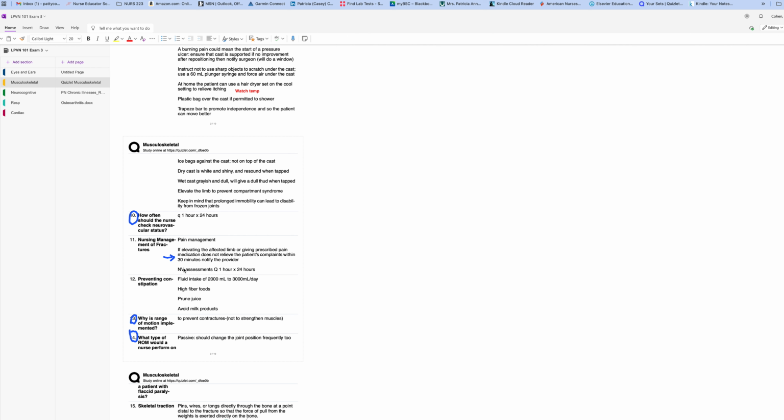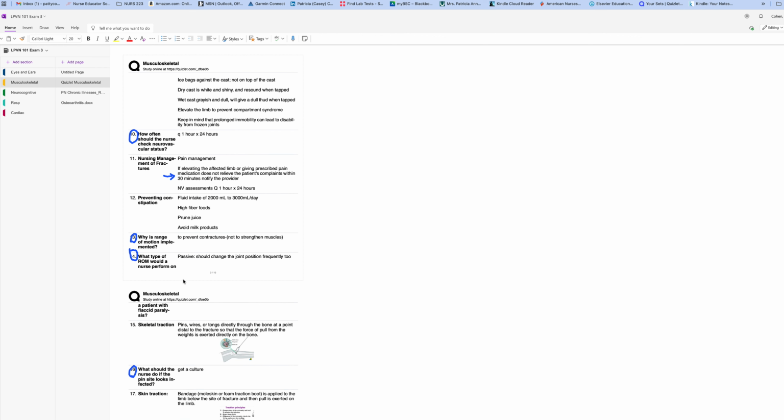Neurovascular assessments Q1 hour times 24 hours. To prevent constipation, okay, you learn this in fundamentals, so review how to prevent constipation. Range of motion. Why would you do range of motion? Not to strengthen muscles. Range of motion does nothing with the strength of muscles. It helps prevent muscle contractures. Okay. Passive ROM, you should change that joint position frequently too.